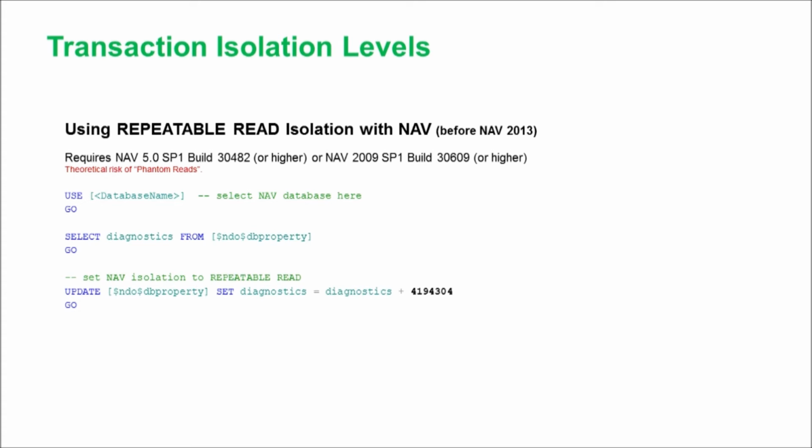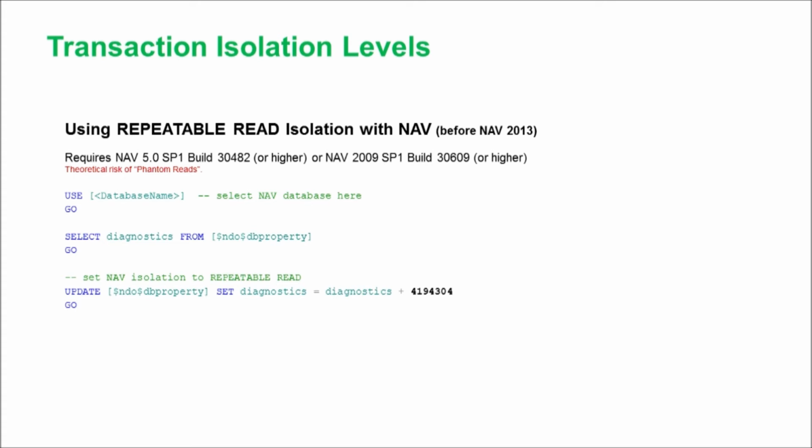If you didn't come across this knowledge base article explaining this, you would never see it. There's a system table DB property, and there's a magic switch, diagnostics. The default value is 0. If you add this magic key here, then your old Navision could also switch into repeatable read isolation mode, if you have these builds that are listed here.